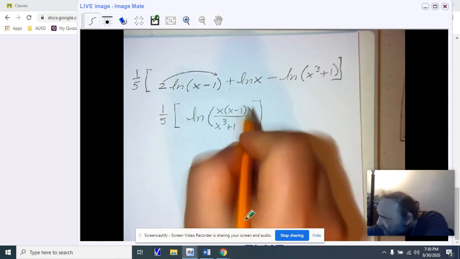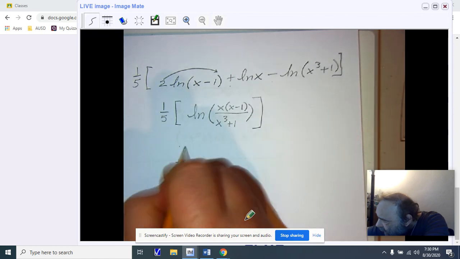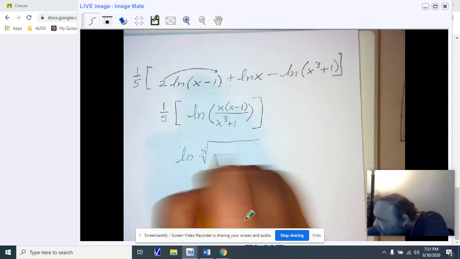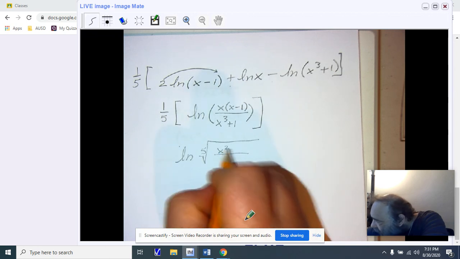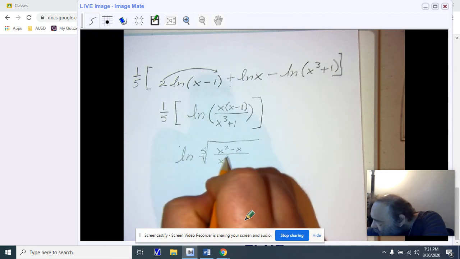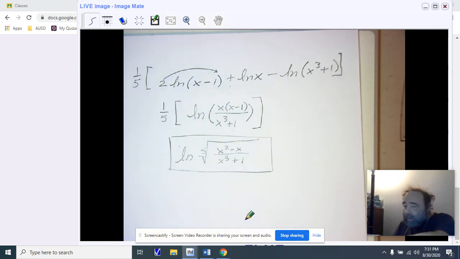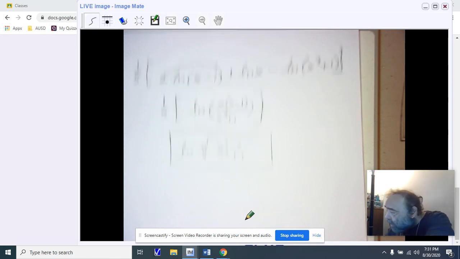We now move the fifth root. We have the natural log of the fifth root of the fraction, x squared minus x over x cubed plus 1. That's our goal. That's called condensing. So we have applied each of the three properties of logarithms and worked ourselves from a multi-logarithmic statement into a single logarithmic statement. Let's do just one more.